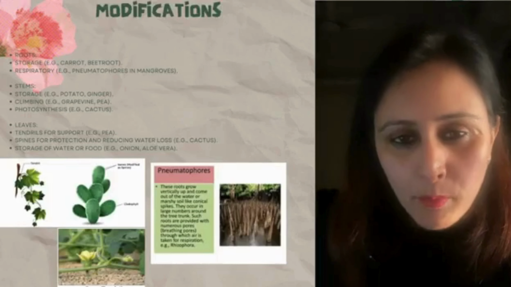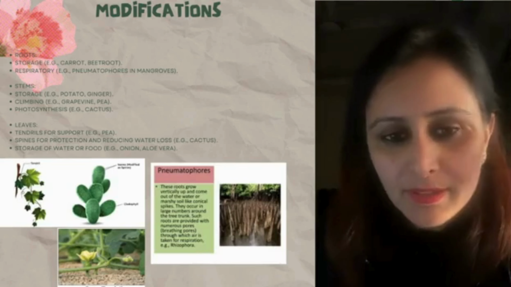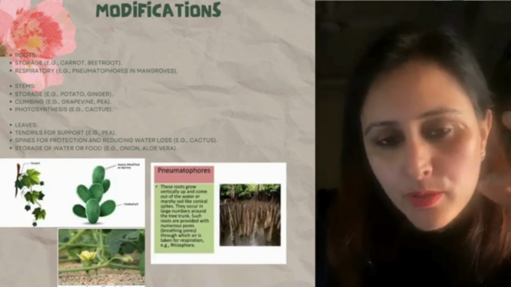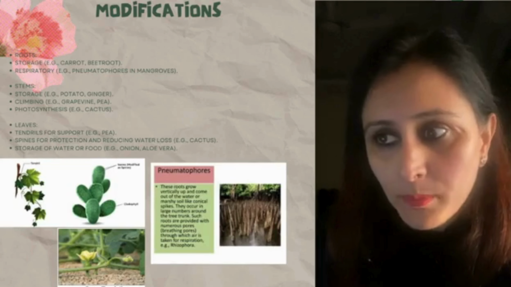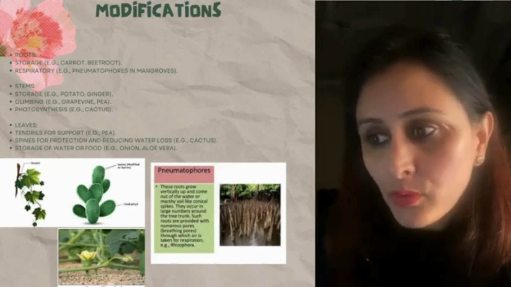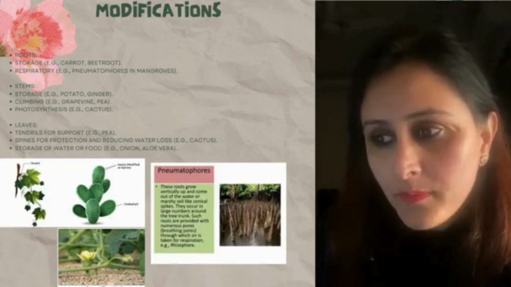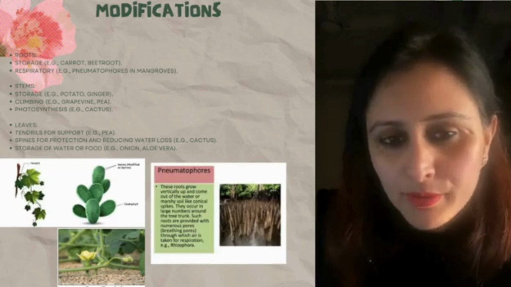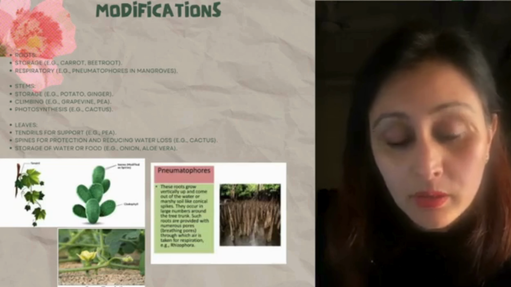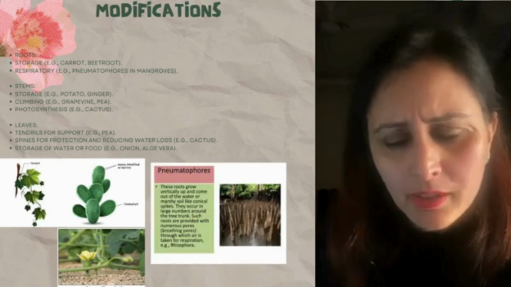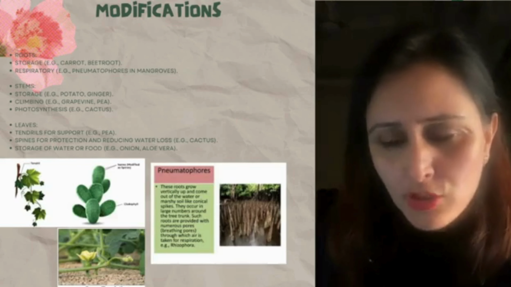Now coming down to the modification, we have talked about the different characteristics, different parts of the plant. So let's talk about the modification. First of all, coming to the roots, storage, we have talked about in the case of turnip, radish, carrot, beetroot and so on. Storage is what we talk about.